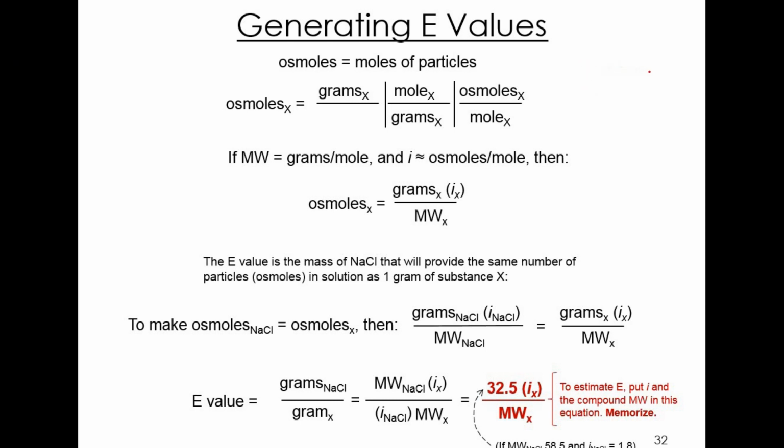The top part of this slide shows how the formula for estimating E-values was derived, and it's only included here for those who are interested in knowing how the equation connects back to osmoles. The final formula for calculating an E-value is in red and does need to be memorized for the assessment. This formula states that the E-value of a salt is 32.5 times the I factor of the salt divided by the salt's molecular weight.